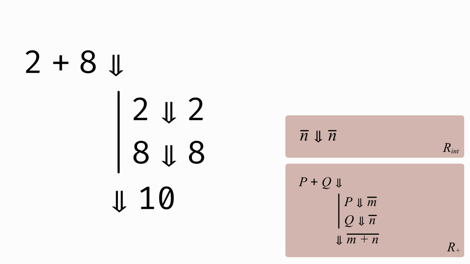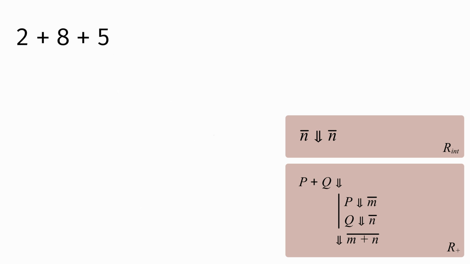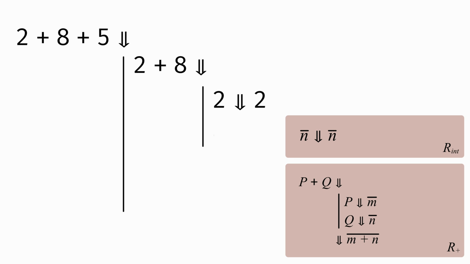If we had an expression with multiple addition operations, we could use the same approach. We could evaluate the expression 2 + 8 + 5. Let's assume left associativity, so the left expression is 2 + 8 and the right expression is 5. According to R+, to evaluate this whole expression, 2 + 8 + 5, we first need to know what the left side, 2 + 8, evaluates to. We've already seen how we can calculate that. We evaluate the left side 2 to 2, then evaluate the right side 8 to 8, so the expression evaluates to their sum, which is 10.